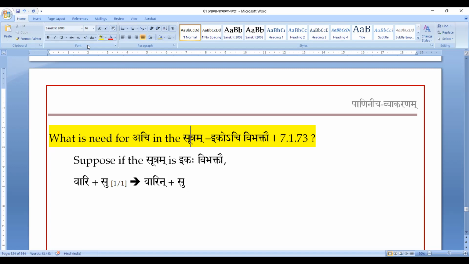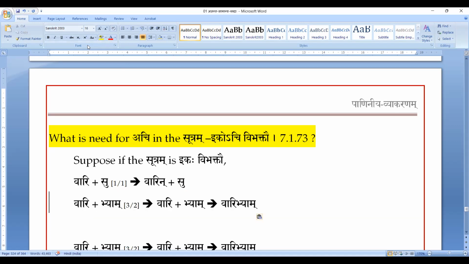So assume the sutram, Achi is not there. Suppose the sutram is Ikaha Vibhakta. Assuming Achi is not there in the sutra, what is the need for Achi? Because without Achi itself, we can get the form. For example, Vari plus Byam, Byam is 3-2, right? Vari plus Byam. Vari is Ikochi Bhakta, it is not Ajadi. So Vari plus Byam is Vari Byam. What is the need for Achi here? Or if you take Vari plus Ta, of course, there it is Ajadi Bhakti.